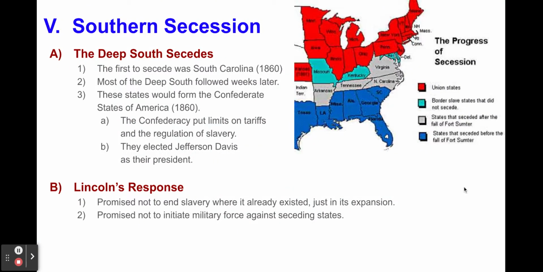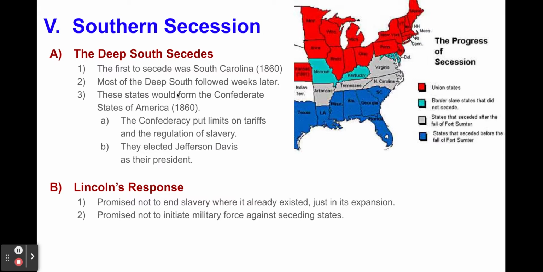Southern secession starts with the Deep South, and specifically with South Carolina. South Carolina is going to be the first to secede. Most of the Deep South will follow after that, these 6 states here: Texas, Louisiana, Mississippi, Alabama, Georgia, and Florida. These states would form the Confederate States of America in 1860. They put limits on tariffs and the regulation of slavery and elected Jefferson Davis as their president. They all stated slavery being the ultimate reason for their secession.